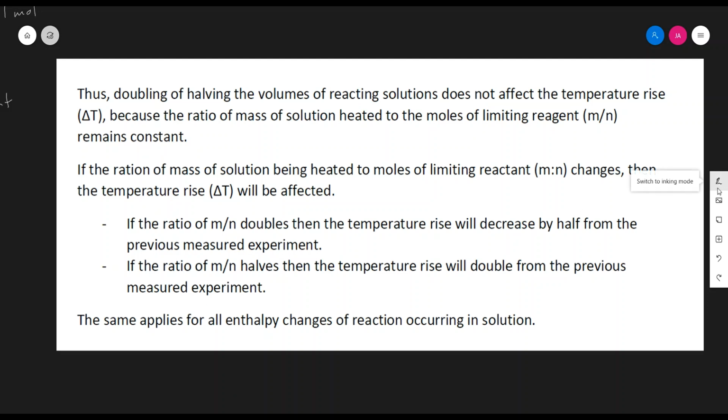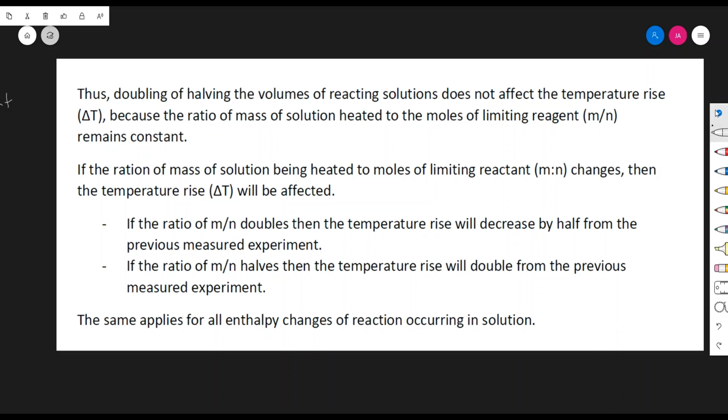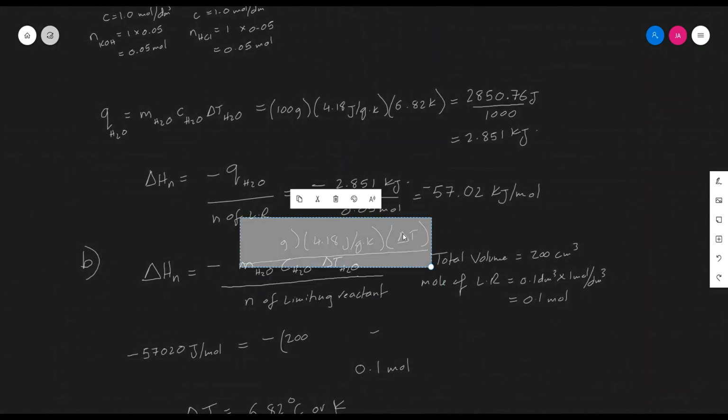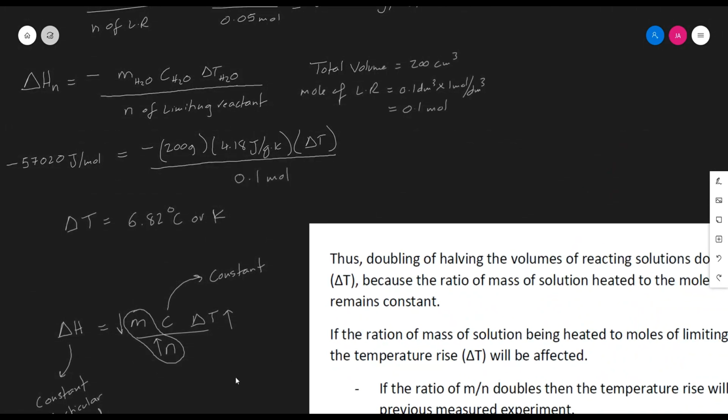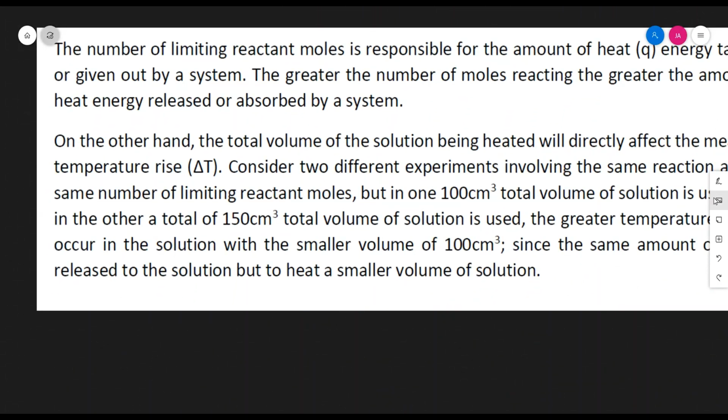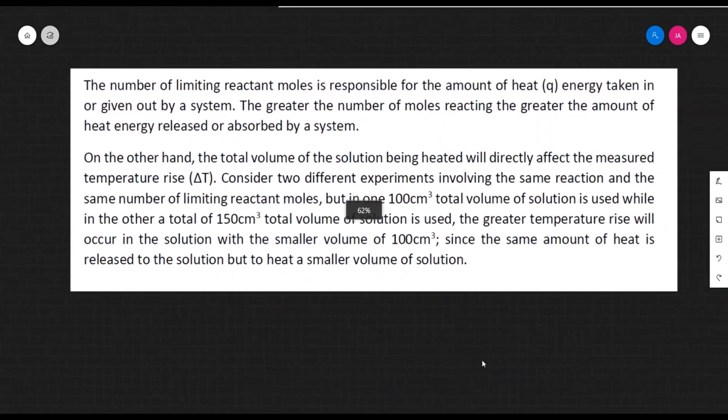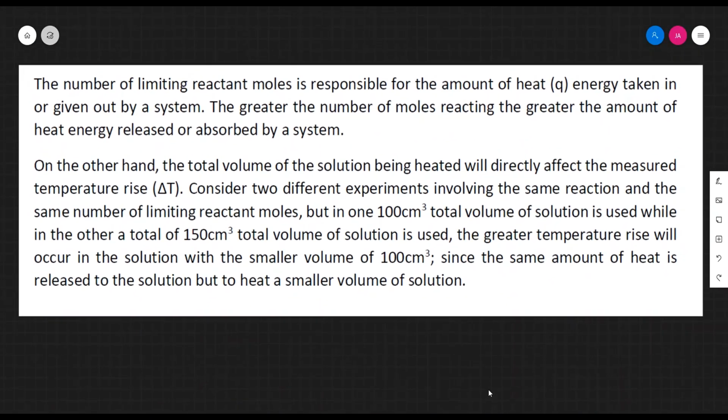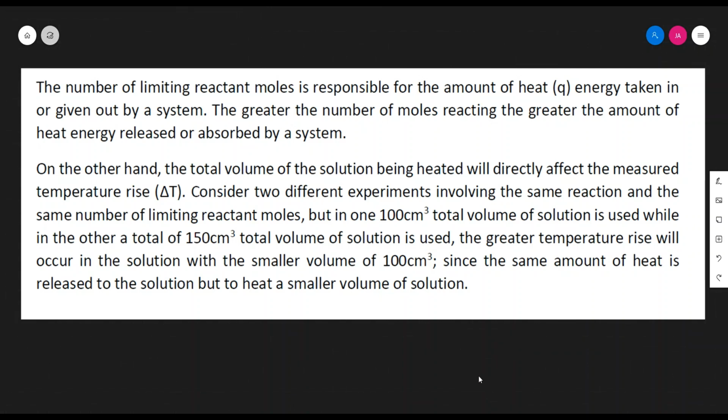One important note that you should also be aware of is in regards to the number of moles and the mass and how they affect the heat released to the solution or the temperature rise of the solution. In an exothermic or endothermic reaction, the number of moles is responsible for the amount of heat energy taken in or given out by a system. Thus, the greater the number of moles reacting in an exothermic reaction, for example, the greater the amount of heat released to the surroundings, and vice versa.